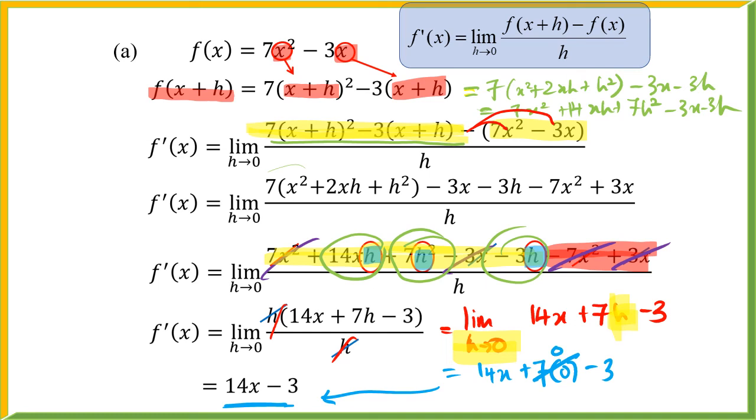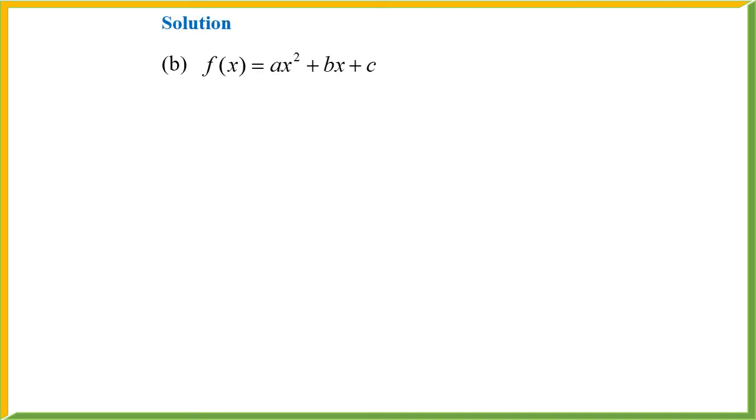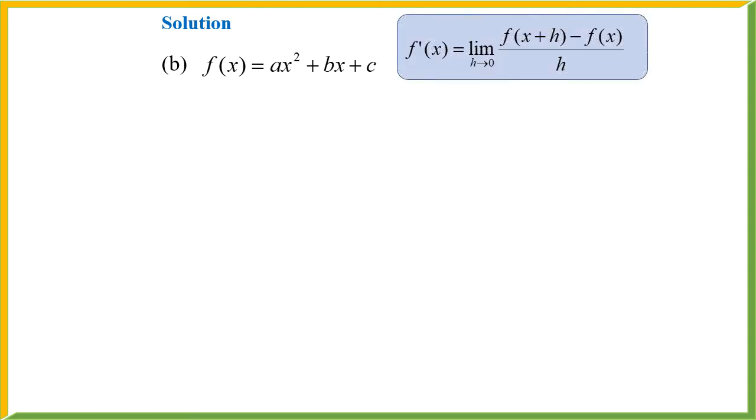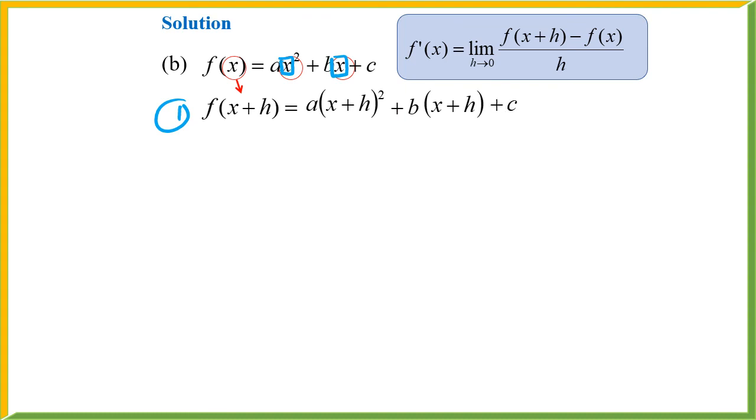Okay, so question B. f(x) equal to ax squared plus bx plus c. Now we have unknowns for everything, but don't worry, it's simple. To find the derivative by using the first principle, what is the formula? We have f of (x plus h). So we find f of (x plus h) first, which means we replace the x by x plus h. So it will be a multiplied by (x plus h) squared plus b multiplied by (x plus h) plus c.